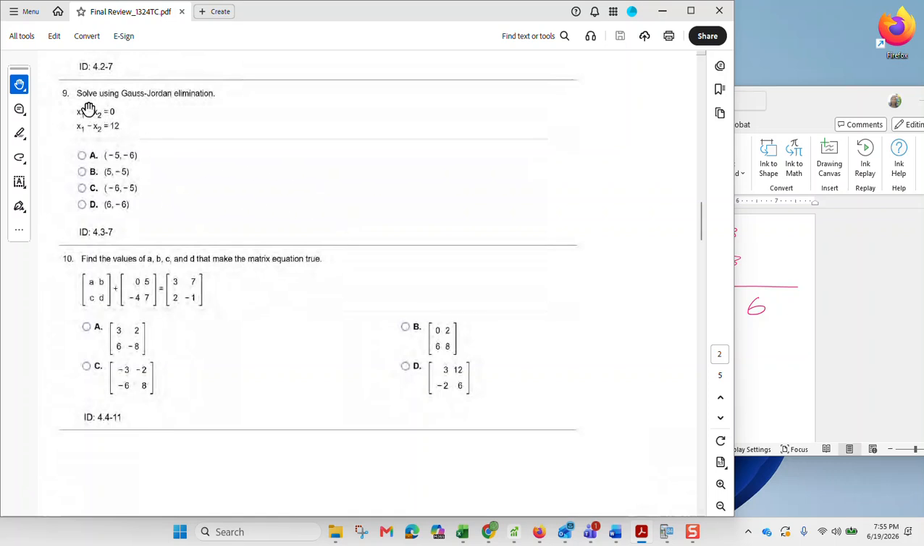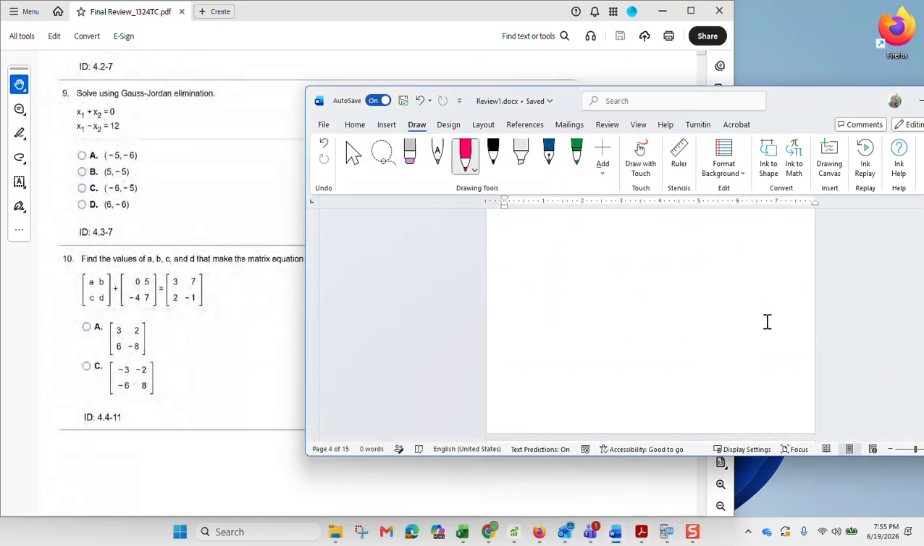Number 9 here, using the Gauss-Jordan elimination. This looks like a very fancy name, but it's the same thing, right? You use elimination. So the x2 terms, you can add them together and they cancel out. So for number 9, you're just using addition, basically, or elimination. x1 plus x2 equal to 0, x1 minus x2 equal to 12. So this is quick and easy: you just add these two together, and then this cancels out.